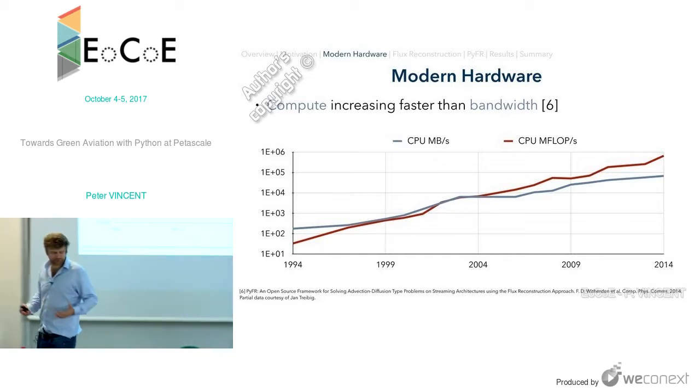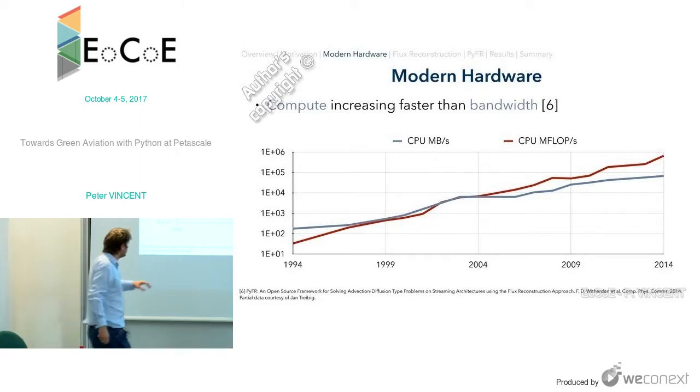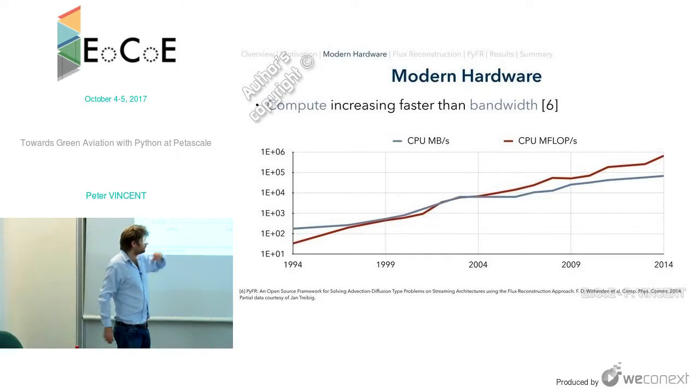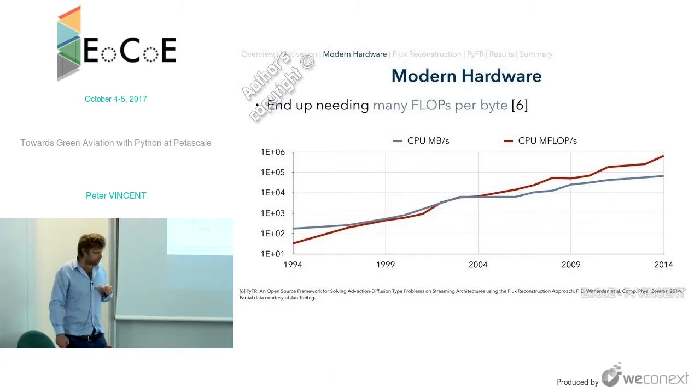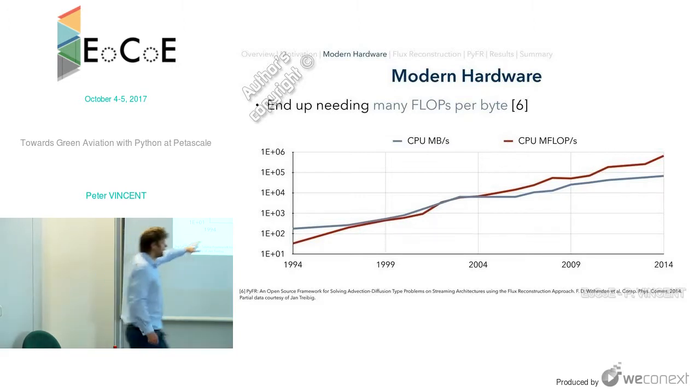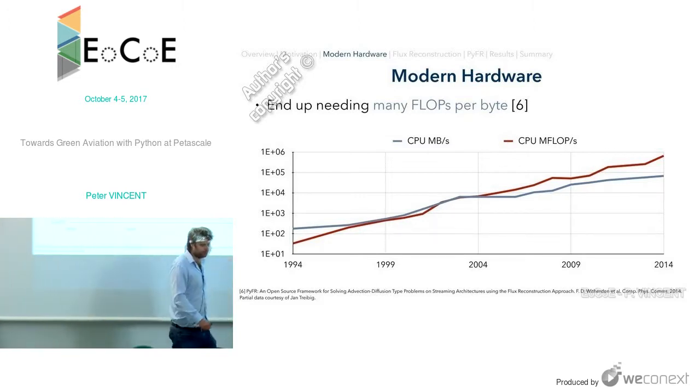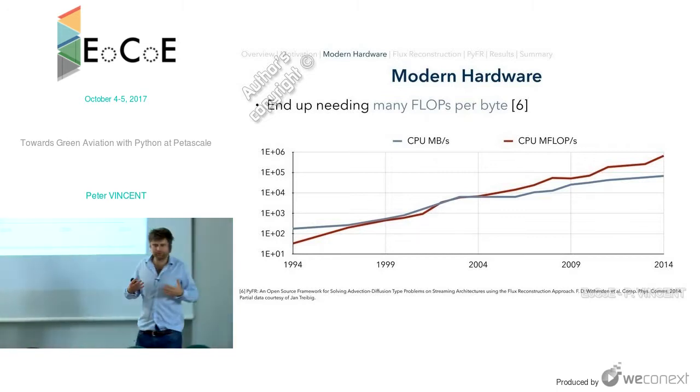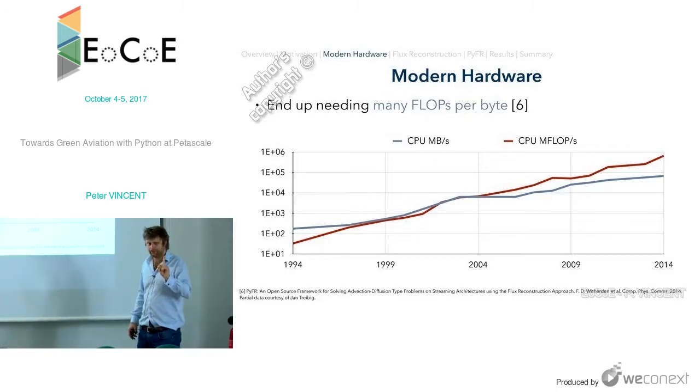So abundance of flops relative to bandwidth. This is for CPUs from 1994 through to 2014. The red line on the log scale is the flops, the blue line is the bandwidth. So from an algorithmic perspective, to use this red line, you need an algorithm that fundamentally has to perform a lot of flops on a byte of data. Otherwise, it's very hard to key into the red line.